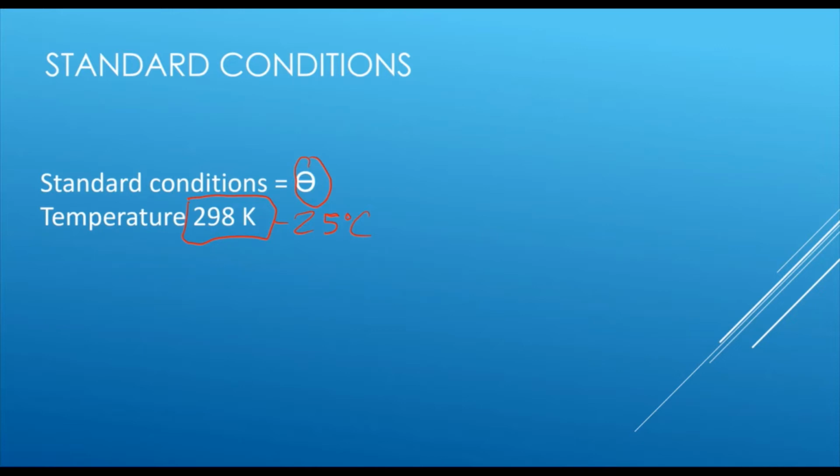Most of the reactions that we look at in chemistry, we measure in kelvins. So you need to know that the temperature is 298 kelvins under standard conditions, and it also has a pressure of 100 kilopascals, which is also 1 atmosphere. So these are the standard conditions.